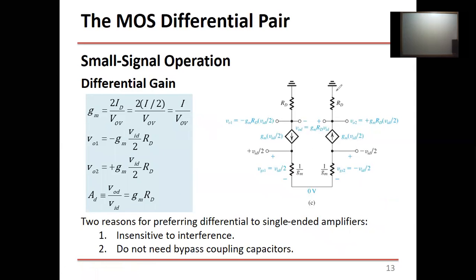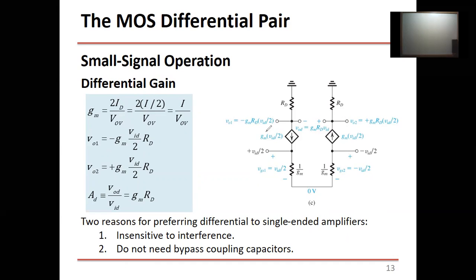Okay, so this is the equivalent circuit. We replaced the transistor with the T model, and we said that GM is defined as 2ID divided by V overdrive. This is from the introduction. If you go back to the introduction slide, you will find all these equations there for the MOSFET transistor.